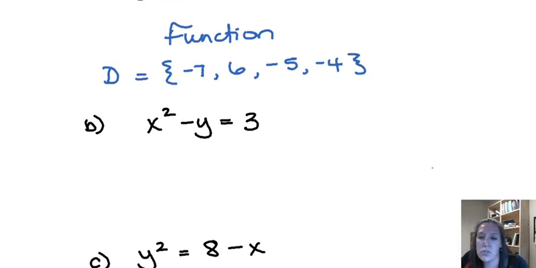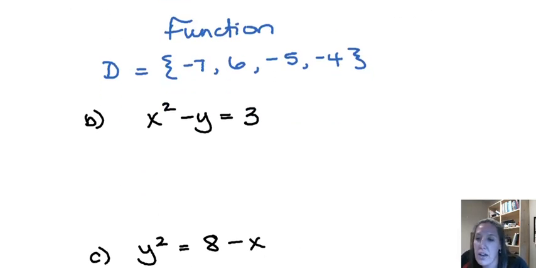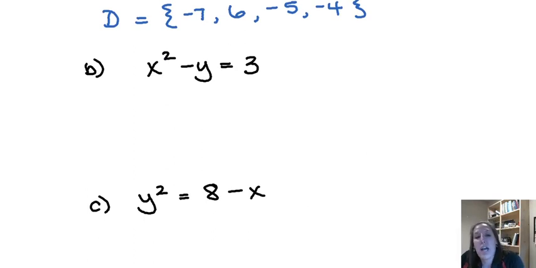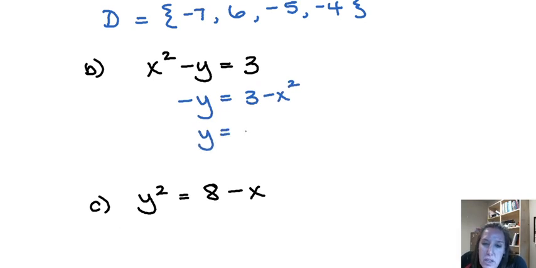All right, our next example, doing the same thing, we have the equation x squared minus y equals 3. One of the best ways to determine if you have a function from an equation is to solve for y. So if we solve x squared minus y equals 3 for y, we're going to subtract x squared and divide by -1, and that gives us y equals -3 plus x squared.